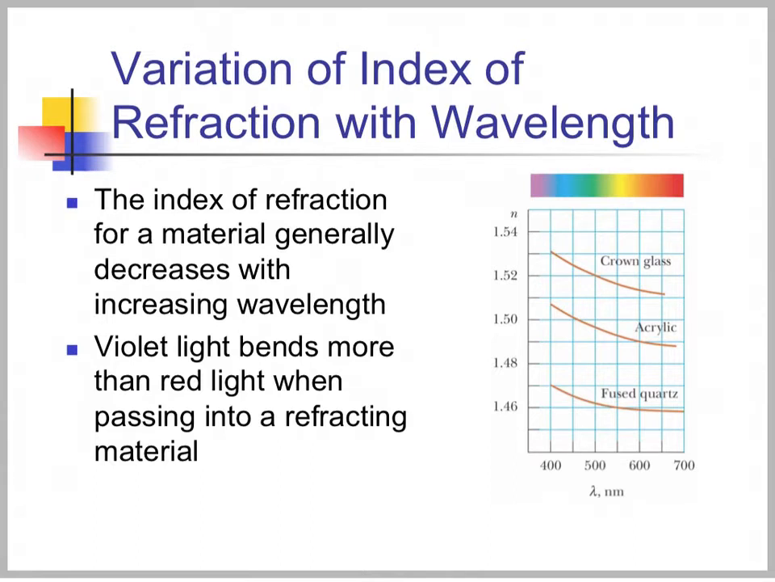The graph here shows how indices of refraction change. So crown glass starts off in the ultraviolet maybe at 1.53, but as it gets towards the red, it can go down to 1.51. And acrylic, fused quartz, and other materials have similar changes.